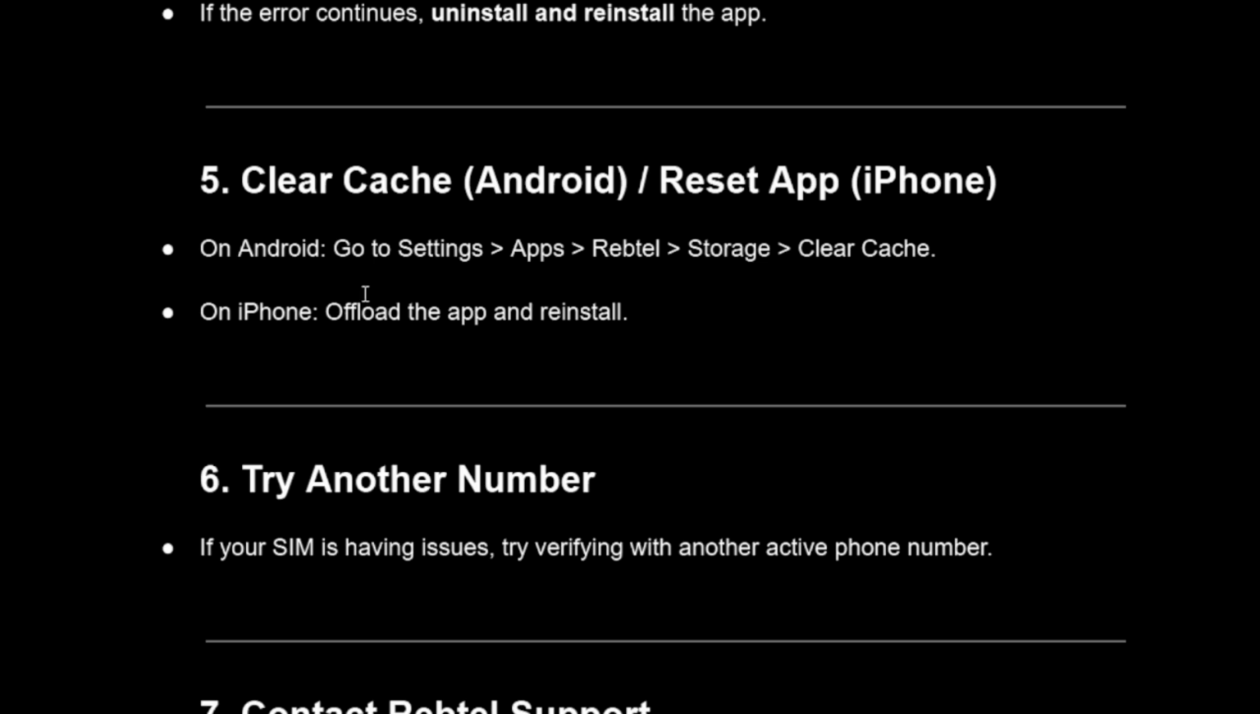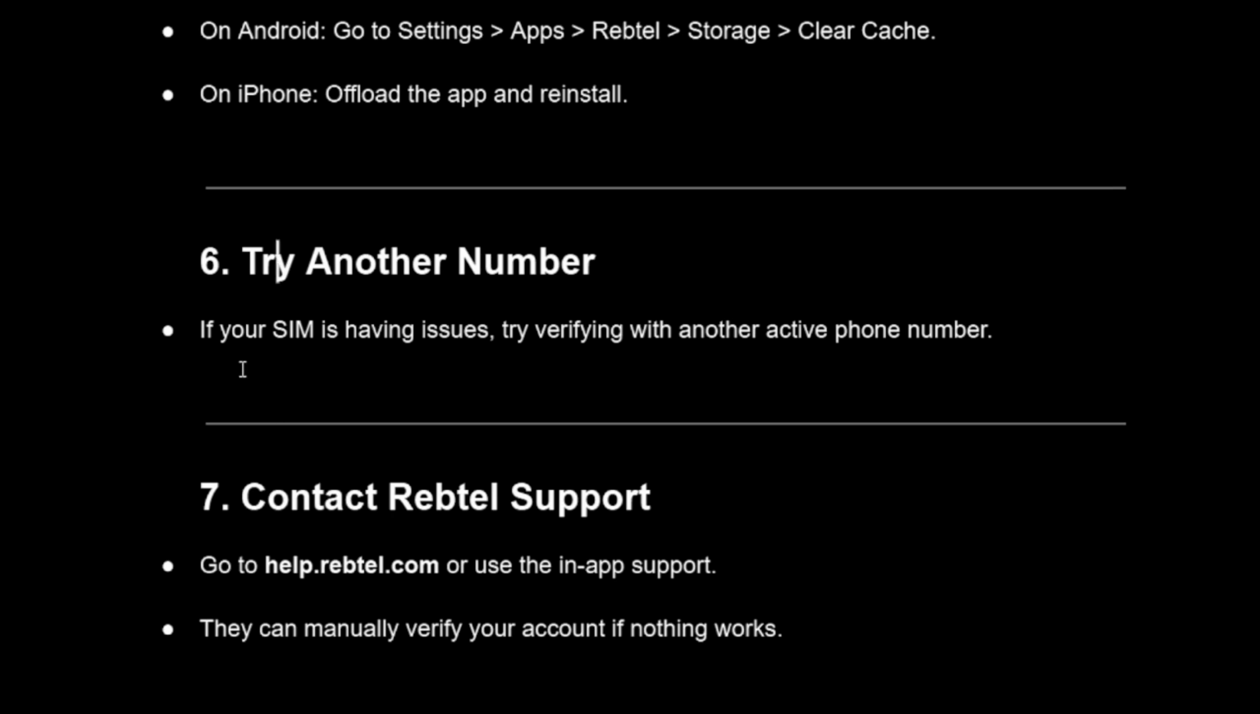So if you've tried that as well and it still doesn't work, you can try another number. So if your SIM is having issues, it could be the number itself having the problem. So try verifying with another active phone number or make sure your current SIM is actually usable.